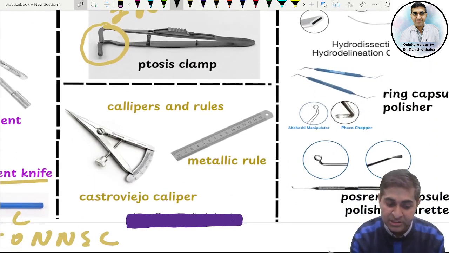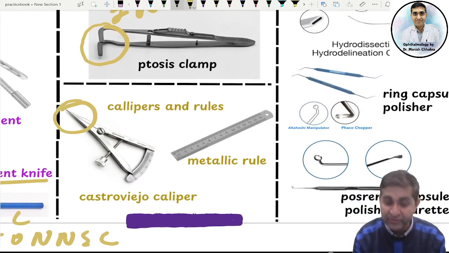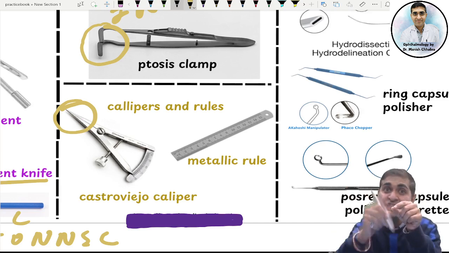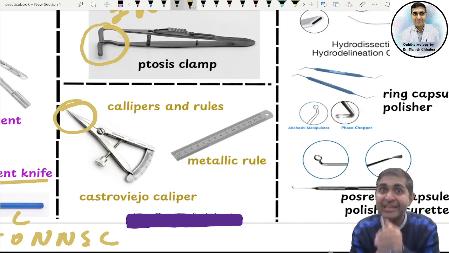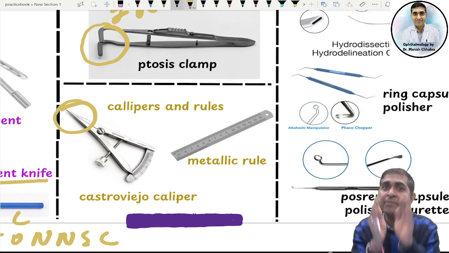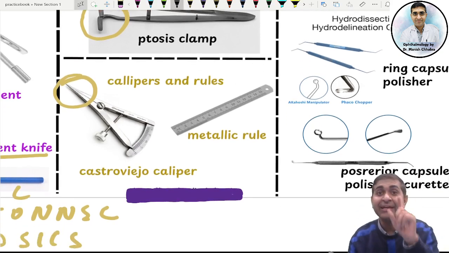Then there are calipers used to measure the area, like if you want to give an intravitreal injection. Now you know, if you want to give an intravitreal injection, the distance of the injection site should be 2.5 mm from the limbus in case of aphakia or pseudophakia, while it should be 3 to 3.5 mm if the patient is phakic. So how do you measure? You measure with the help of the calipers.